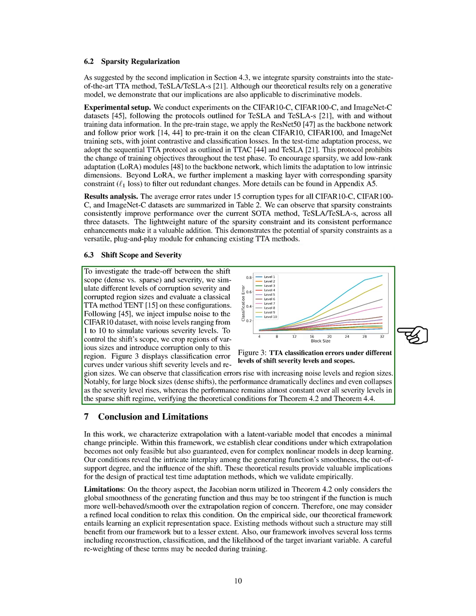To explore the trade-off between shift scope, dense versus sparse, and severity, we simulated various levels of corruption severity and region sizes, evaluating a classical TTA method, TENT. We introduced impulse noise to the CIFAR10 dataset, varying noise levels from 1 to 10. By cropping different region sizes for corruption, we analyzed classification error curves under these conditions.